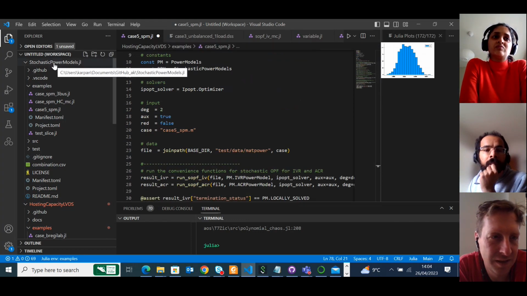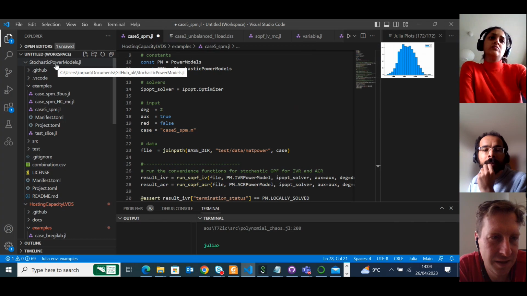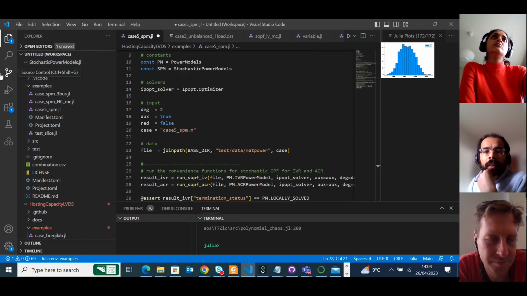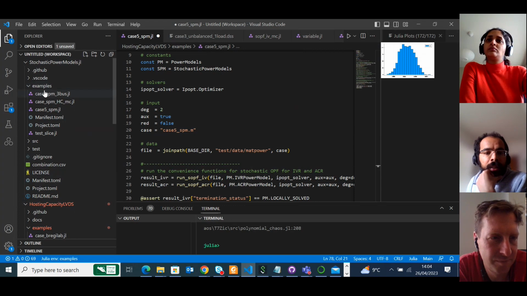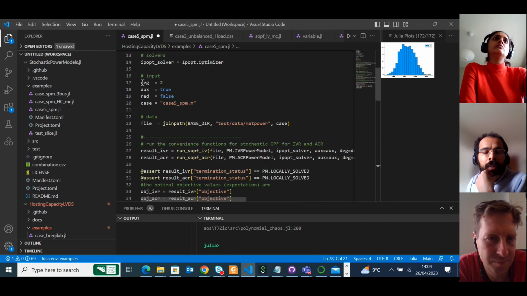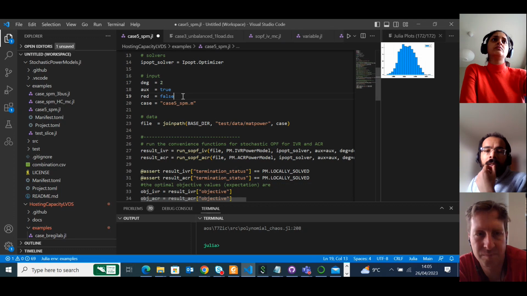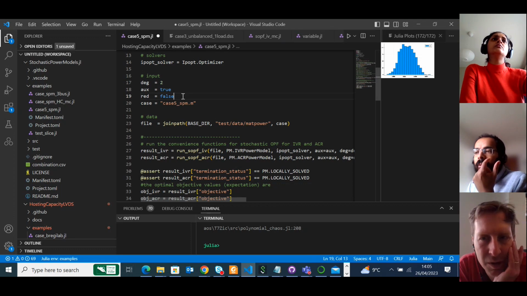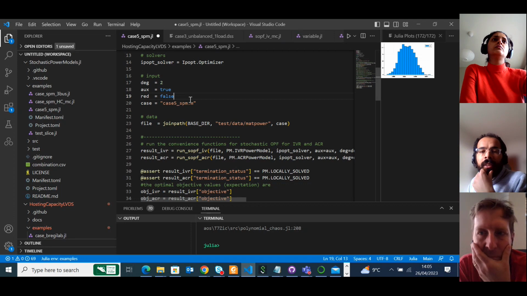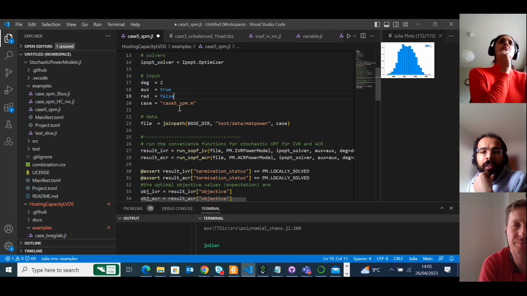If you just add this stochastic power models package and then look at the examples, there will be this case 5 SPM. So basically here, your input, you can give the degree, you can give the auxiliary variable, which is always true. The auxiliary variable means something like the W we introduced before. There is also a way we can do without this auxiliary variable, but for now, I think we have proven that with the auxiliary variable, it's better. Okay. So we prefer this always true.